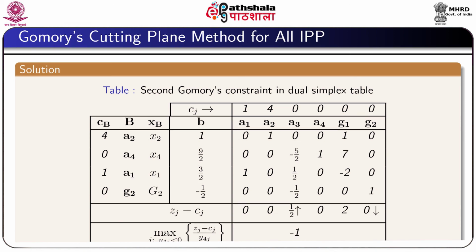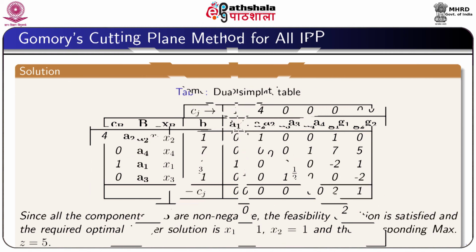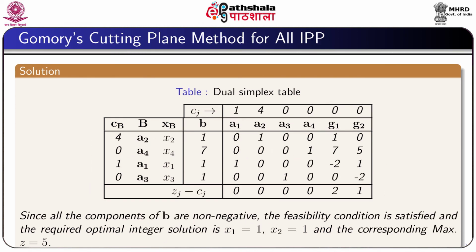Now, this slide shows that the feasibility condition is not satisfied, because the components of B are not all non-negative. Therefore, we choose G2 as the departing vector and A3 as the entering vector, and we proceed for the next iteration. This slide shows the final iteration. So, the feasibility condition is satisfied here, and we find the integer solution x1 equal to 1 and x2 equal to 1, and the corresponding maximum value z equal to 5.